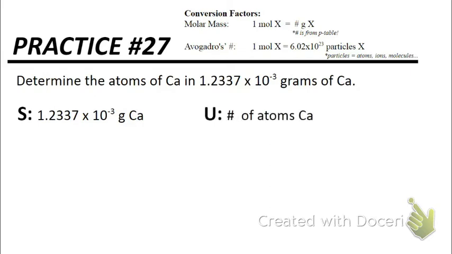So again, we need to pick out our conversion factors. We're trying to find one that goes from grams to atoms. And if we look up here, neither of these two conversion factors go directly from grams to atoms. This one goes from moles to grams, and this one goes from moles to particles or atoms. Nothing goes from grams to atoms. So we actually have to connect these two and use both conversion factors.